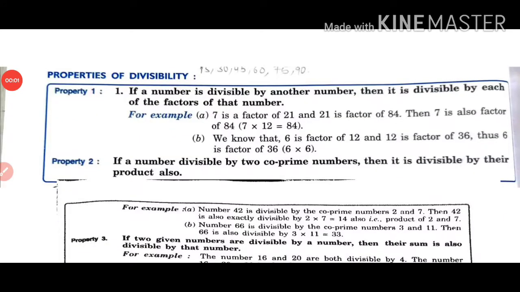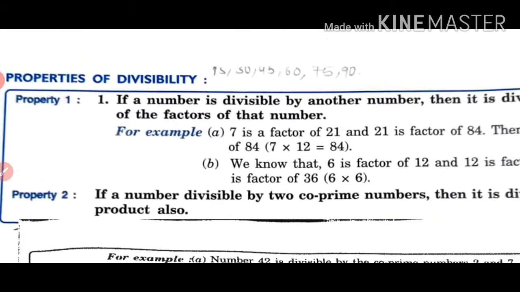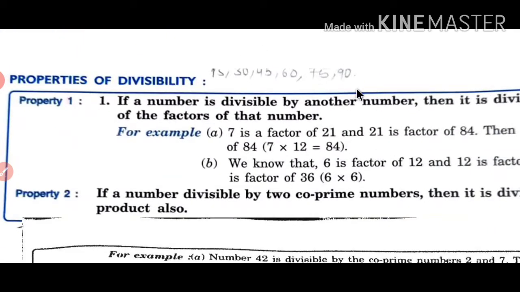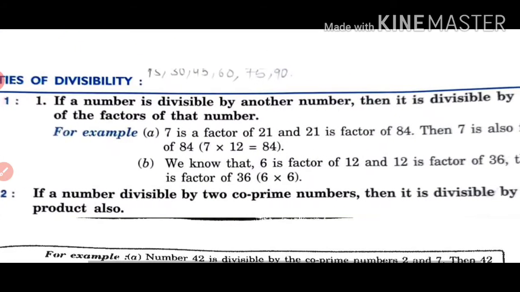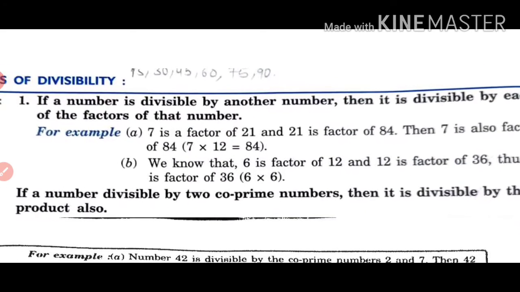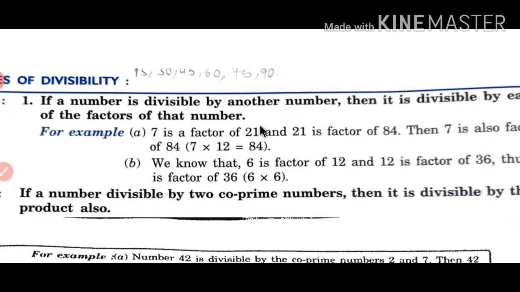Hi everyone, today we are going to study the properties of divisibility. So let us see what the different properties of divisibility of numbers are. Property 1: If a number is divisible by another number, then it is divisible by each of the factors of that number. We'll see an example of this.